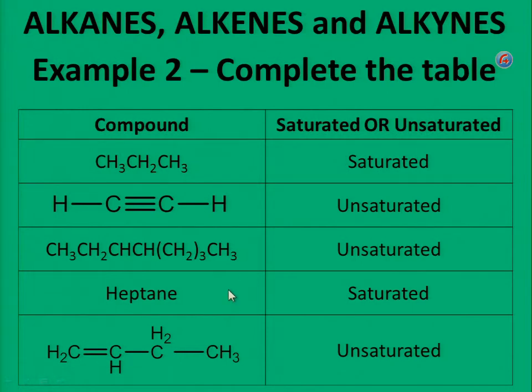The next one, heptane. Remember, the suffix for alkanes is -ane. Therefore, you should know that heptane falls in the alkane category, which means it's got only single bonds and is therefore saturated. And for the next molecule, you can see there's a double bond, therefore unsaturated.